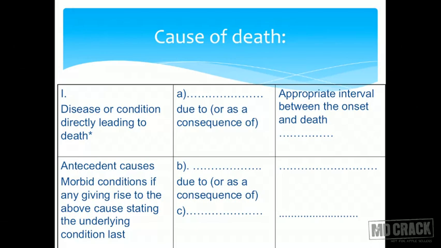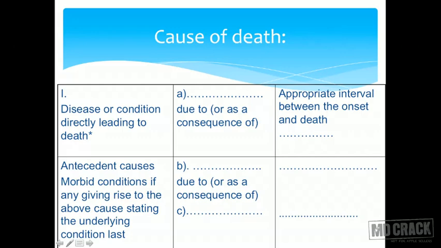A beautiful example is again given in the books which will be used here. Say for example, death was a consequence of bronchopneumonia. The patient died because of bronchopneumonia. So that will come here. Antecedent causes, morbid conditions if any giving rise to the above cause, starting the underlying condition last.